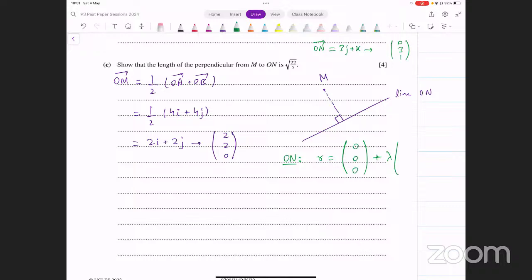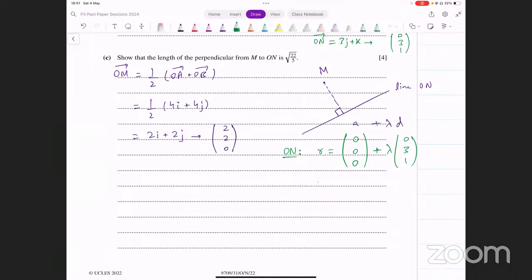So this is the point, r equals a plus lambda d. So 0, 0, 0 plus lambda into d. What's the direction vector? This is the direction vector. That's 0, 3, 1. That's what we're using here. That's the equation of the line. This turns out to be lambda into 0, 3, 1. That's the equation of the line ON.